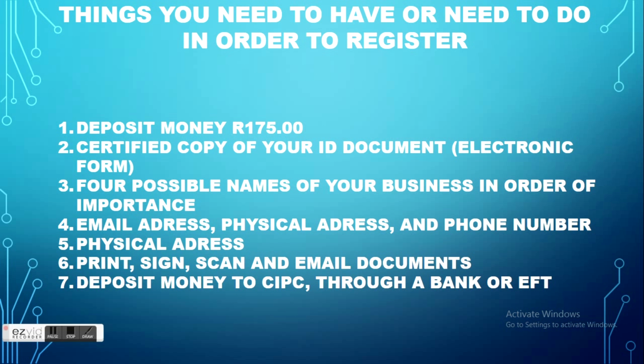You're going to need a certified copy of your ID in electronic form. You're going to need 4 possible names of your business in order of importance. You're going to have an email address, a physical address, and a phone number ready. Also, some of the things you will need to do is to print documents, sign them, scan them, and email documents. So make sure you have access to all of that.